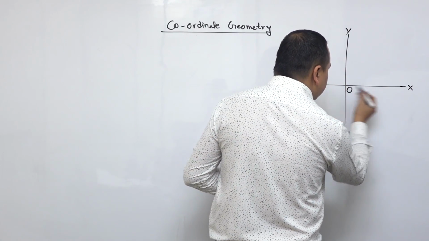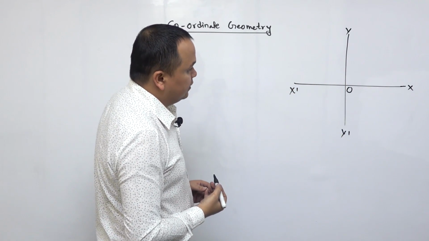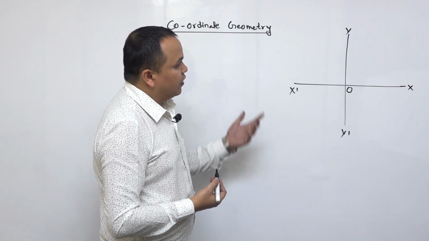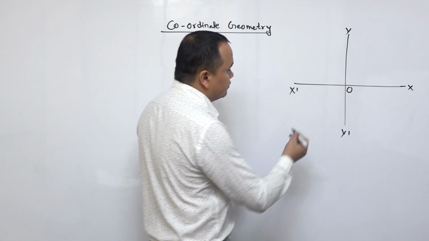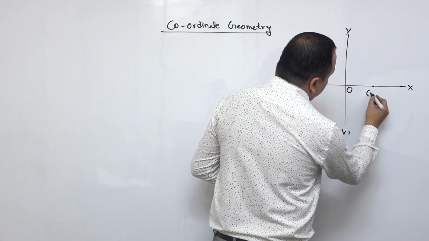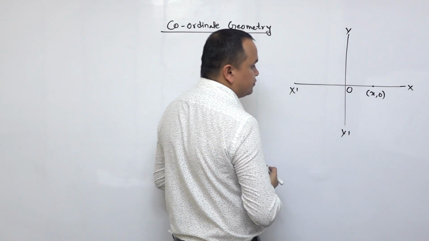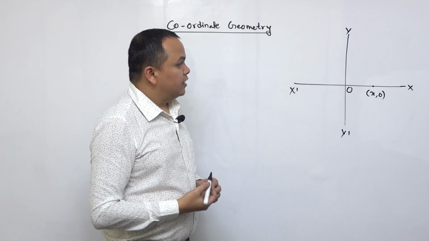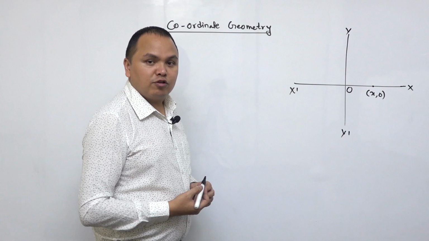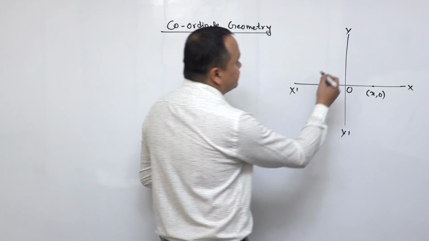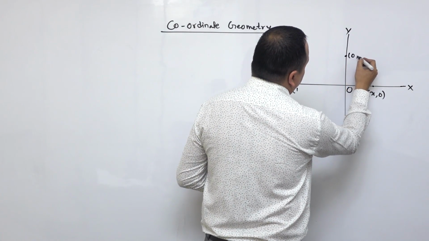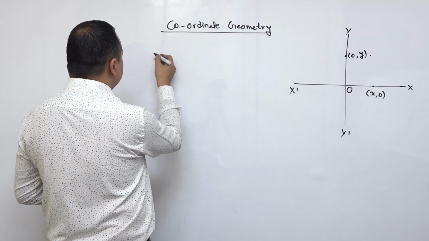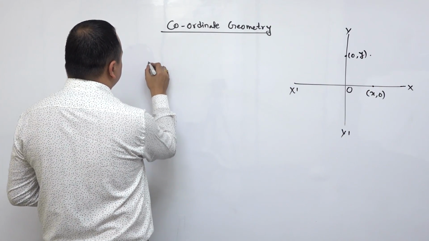In the x-axis, at each and every point on the x-axis, the value of y is 0, like (x, 0). Similarly, at each and every point on the y-axis, the value of x is 0, like (0, y). So first of all, two important notes.